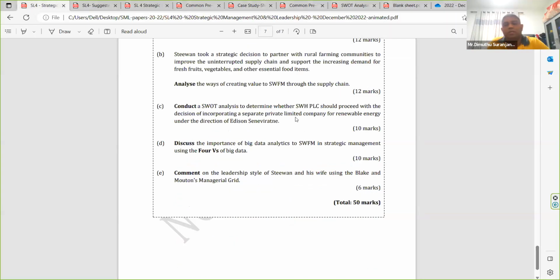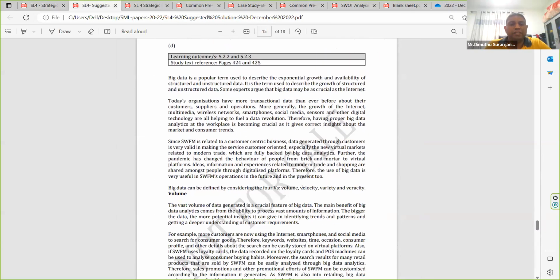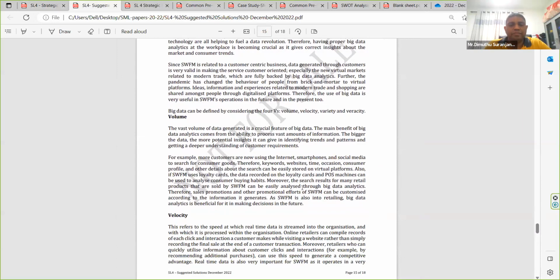Now the question asks you the importance of big data analytics to SWFM in strategic management using the 4 V's of big data. Right? 4 V's of big data. So you have to adjust the theory information a little bit to the company given here. That is your duty here. So we'll see what he is talking about in this. Now he talks about these 4 variables. Actually, theory may be more there.